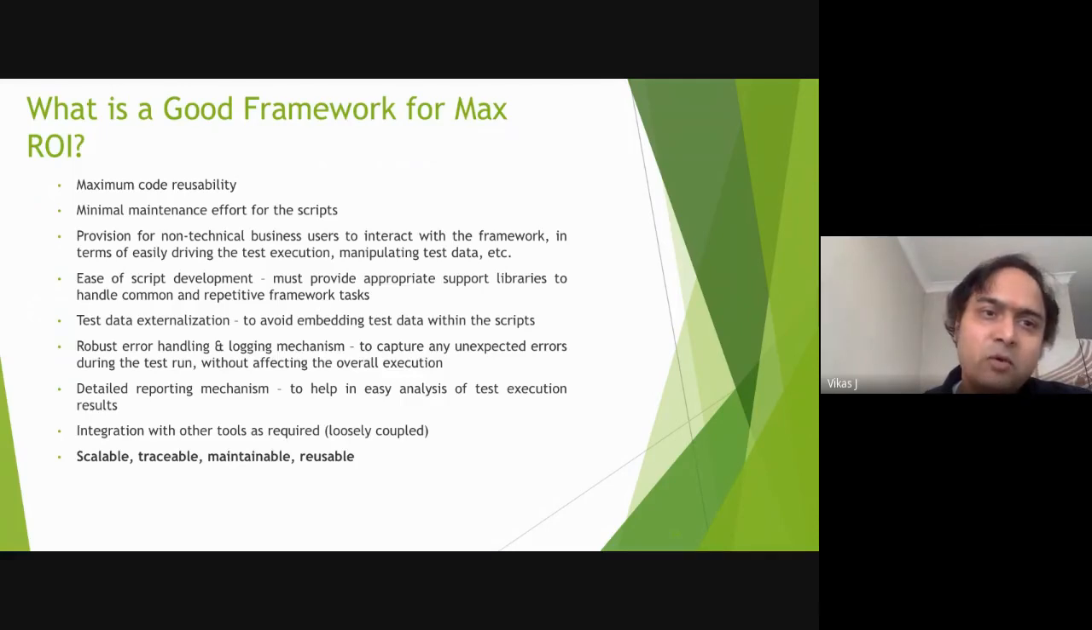And then from a development point of view, ensure that you're following good coding standards, you are creating good reusable libraries, having certain common libraries, creating them and sharing across the teams, across the projects, and taking care of the most repetitive work. And then ensure that the test data is externalized. When I say externalize, avoid embedding test data within the scripts. Still, somehow that seems to be the case in many companies. Have a robust error handling mechanism, logging mechanism, and reporting mechanism.